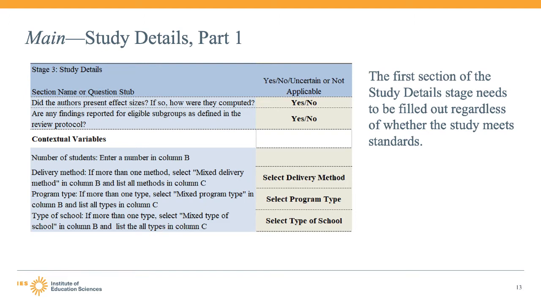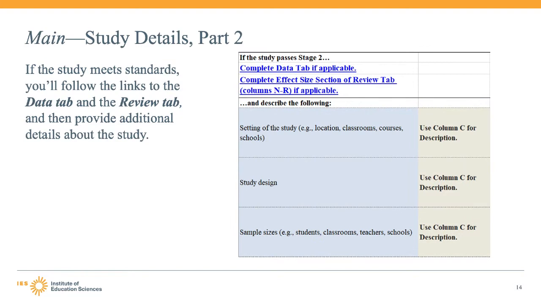design standards. Finally, for any study that does meet the WWC SCD standards with or without reservations, you will complete the Data tab if effect size estimation is appropriate for the study's design. You will also complete as much of the Review tab as possible. Then you will provide additional study details, such as the setting, the study's design, information about the sample size, and information about the different study conditions.